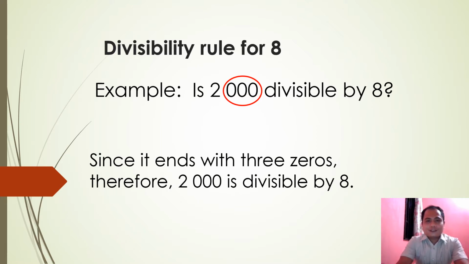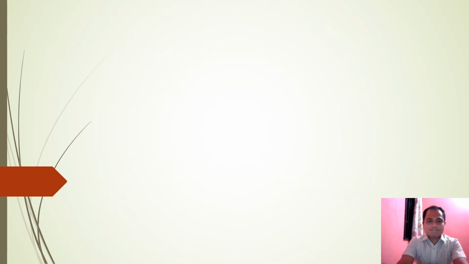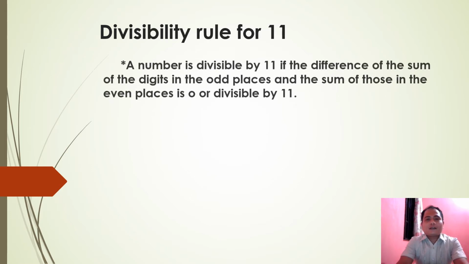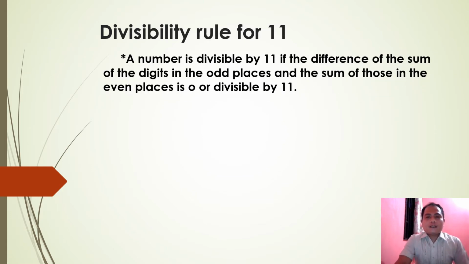Okay? So, kay 4, it ends with 2 zeros or more. Kay 8, it ends with 3 or more. It's already divisible by 8. Let's proceed to the divisibility rule for 11. A number is divisible by 11 if the difference of the sum of the digits in the odd places and the sum of those in the even places is 0 or divisible by 11.